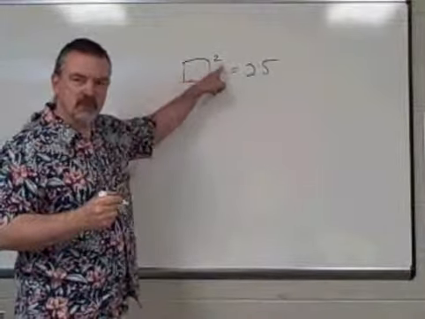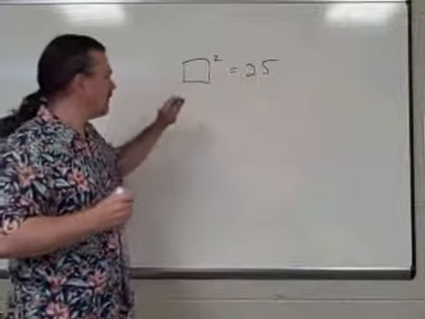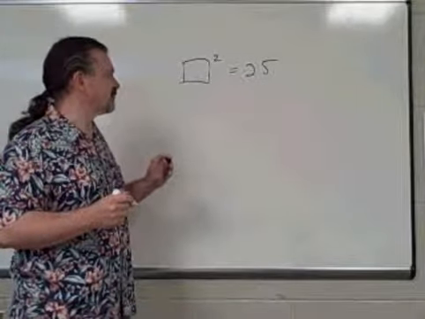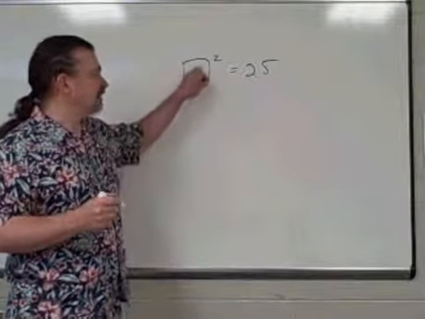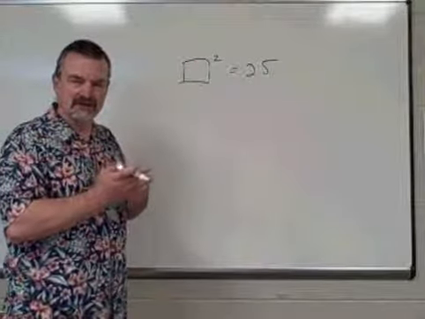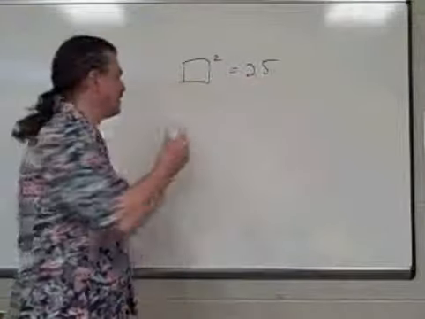What number can we square that gives us 25? Well, that one we can probably answer, right? It's one that we're, I hope, relatively familiar with. 5 squared, because remember, to square a number means to multiply it times itself. 5 squared would give us 25.